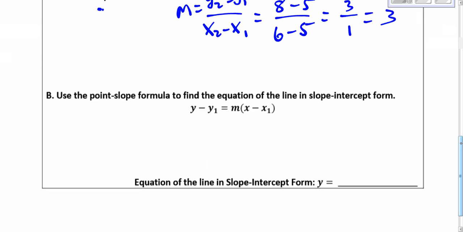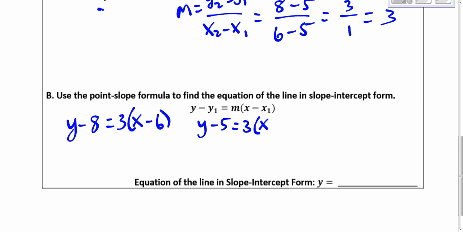Then it says to write it in this form, and they give it to you. So y minus y1, which is 8, equals 3 parentheses x minus 6. Or you could do y minus 5 equals 3 parentheses x minus 5. And then you need to rewrite it in slope-intercept form. Distributive property, get the y by itself. So y equals 3x minus 10. So that's the final answer. They really walk you through this one.